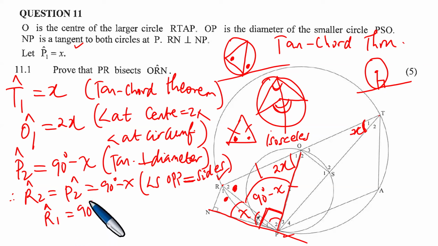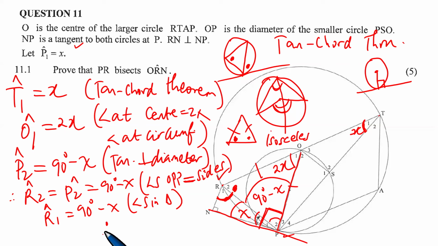The angle R1 is 90 degrees minus X. Why? Because of angles in triangle. If you add this plus this plus this, you must get 180. So this one must be 90 degrees minus X, so that when you add this plus this plus this, you get 180 degrees.